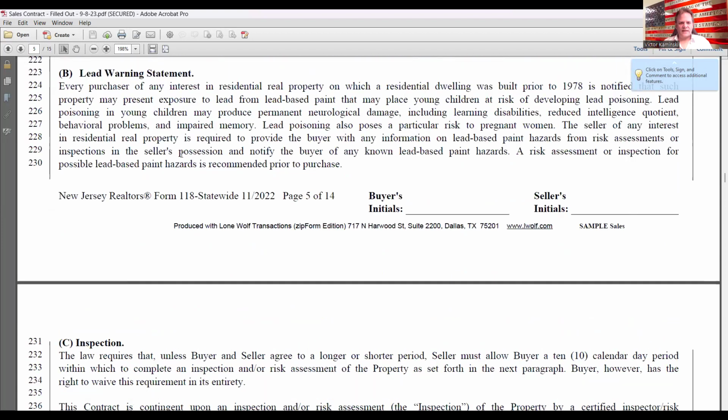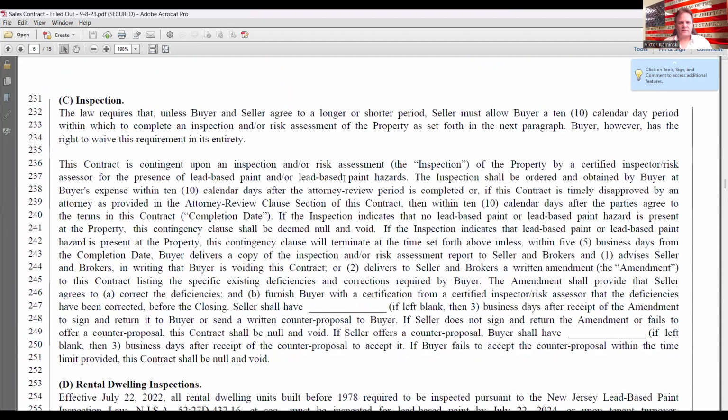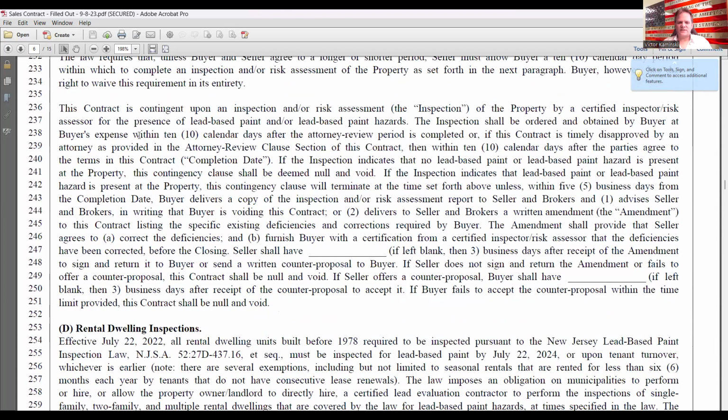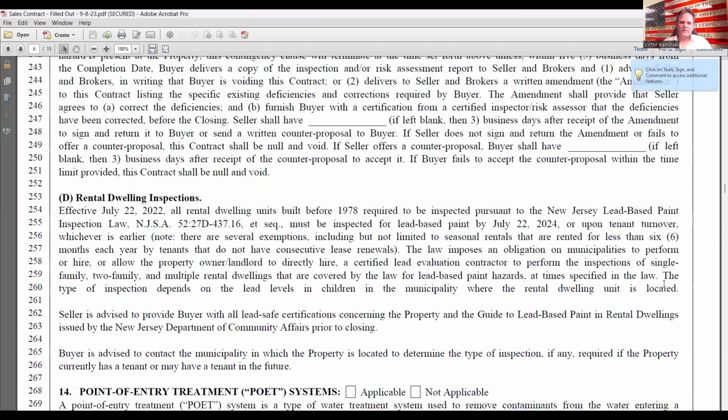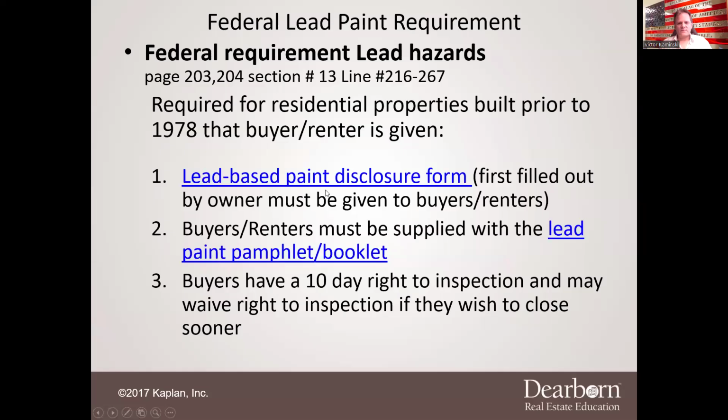And then it goes over that each party got the lead statement, the pamphlet, and the right to an inspection. And if there is an inspection, each party shall give how many days to the other to respond in the event that they do find lead, of what they're going to do, if anything. Okay, so that's basically what that is.